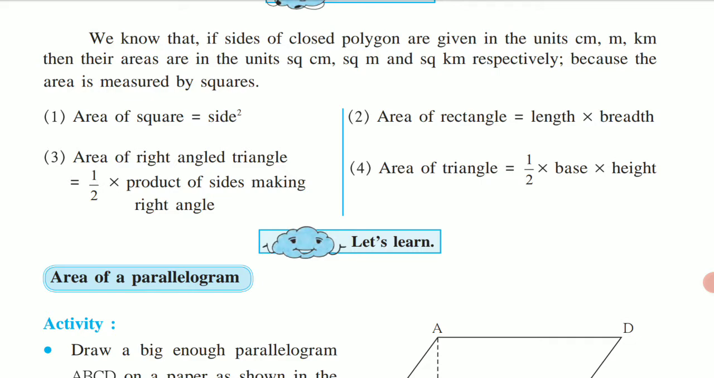We know some formulas. First, area of square is equal to side square. Second, area of rectangle is equal to length into breadth. Third, area of right angle triangle is equal to 1 upon 2 into product of sides making a right angle. And fourth, area of triangle is equal to 1 upon 2 into base into height.